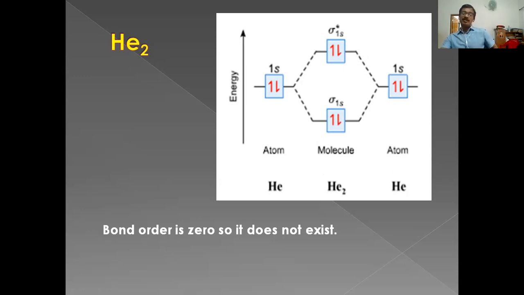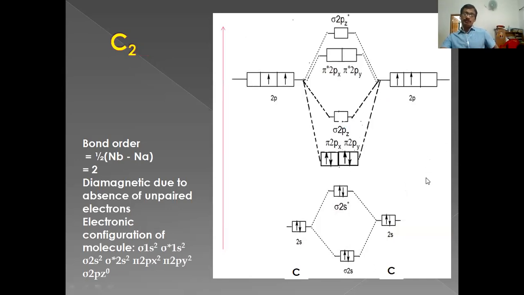Why? Bond order is 0. And what is the magnetic property? No question of magnetic property. Why it is not existing, then why there is magnetic property? No need to ask the magnetic property of this molecule, the reason it is not existing. Now C2, there is no such molecule, C2. But there is C2 radical.